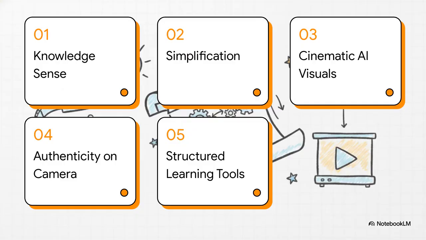Okay, let's dive into this roadmap. First, we'll start with cultivating true knowledge sense. Then we'll move right into the power of simplification. After that, we'll explore cinematic visuals through AI, look closely at radical authenticity on camera, and finally, we'll wrap the whole thing up with tools for structured learning.